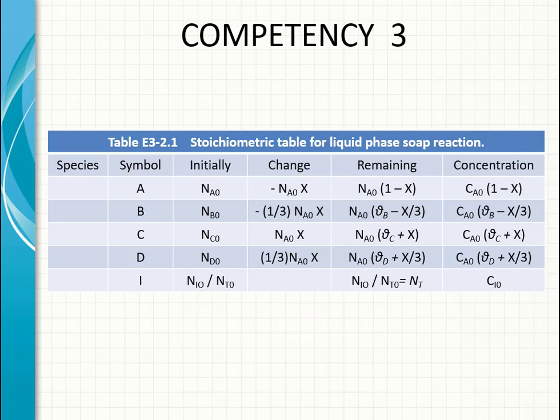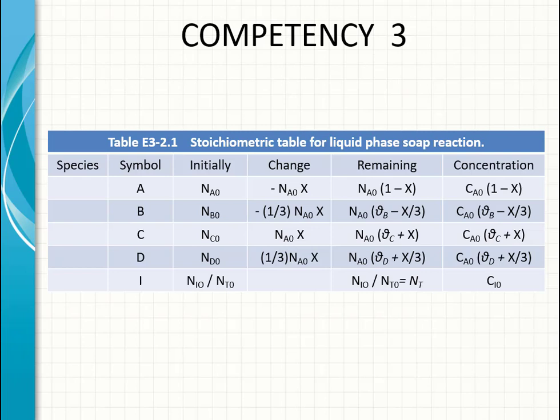So the change for A is minus Na0 X, that is the amount of A that is going to be consumed. For B, 1/3 of Na0 X, because of the relation in the reaction of these two substances. For C, we will have plus Na0 X because it's forming and it's positive. For D, it is 1/3 of Na0 X.